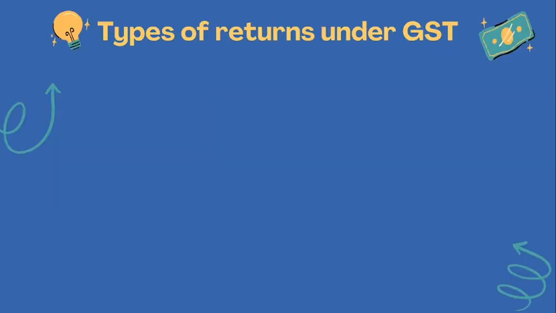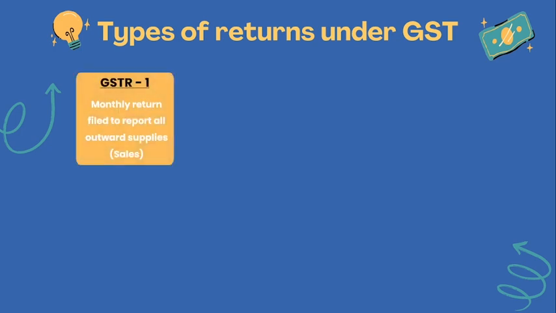Now let's see different types of returns under GST. The first is GSTR1. It is filed by suppliers of goods or services to report all outward supplies, which is sales, made during a month or a quarter.